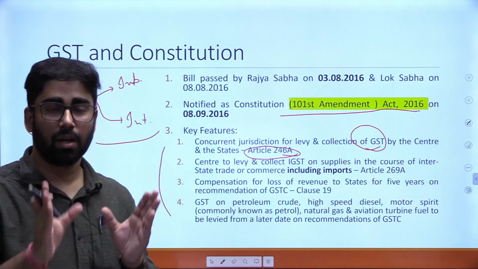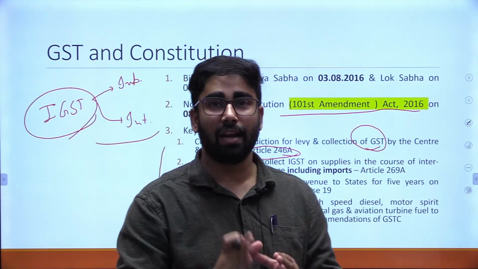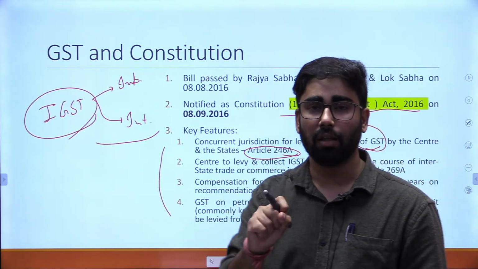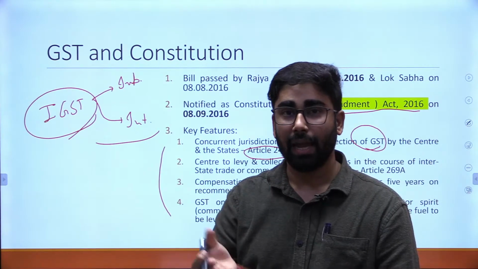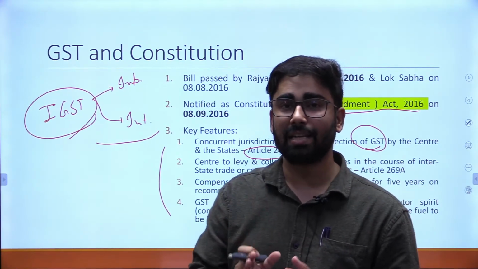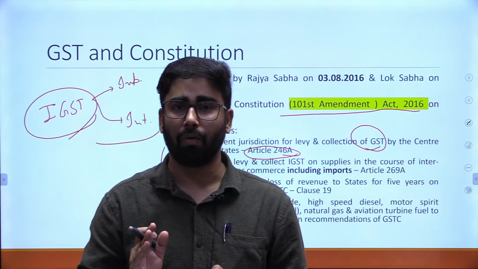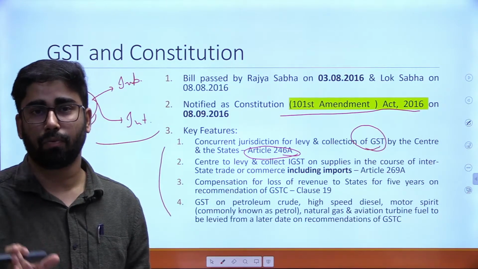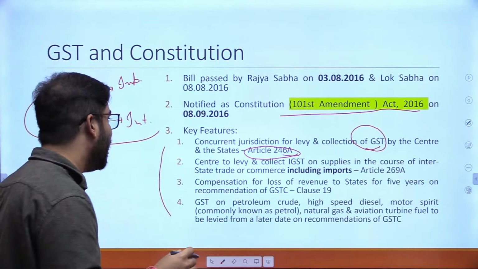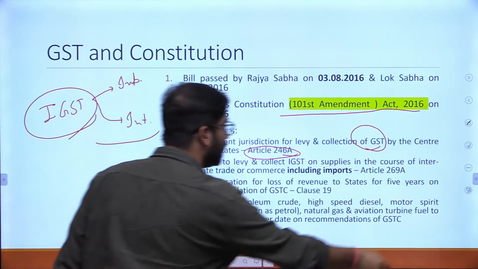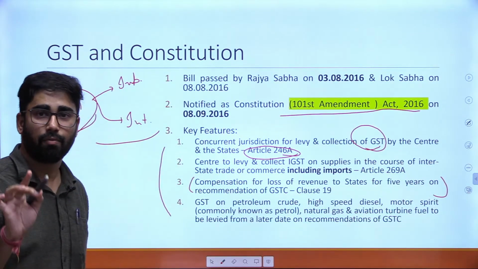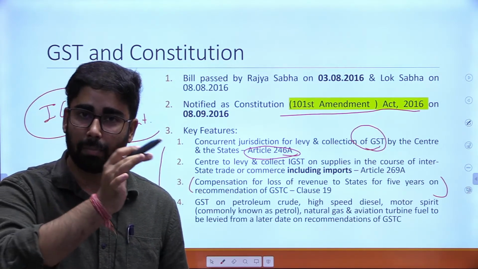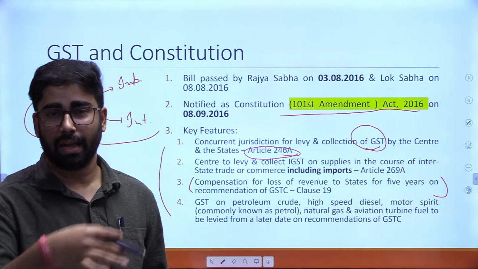See, before that, states had the power to levy taxes on different things through value added tax. Now the center asked the states to give up that power. In return, the states said okay, we are going to give up that power, but you have to compensate us for giving up that power. So this compensation came with GST. For 5 years, the center has to provide compensation to states. We will be seeing the criteria in the coming slides.